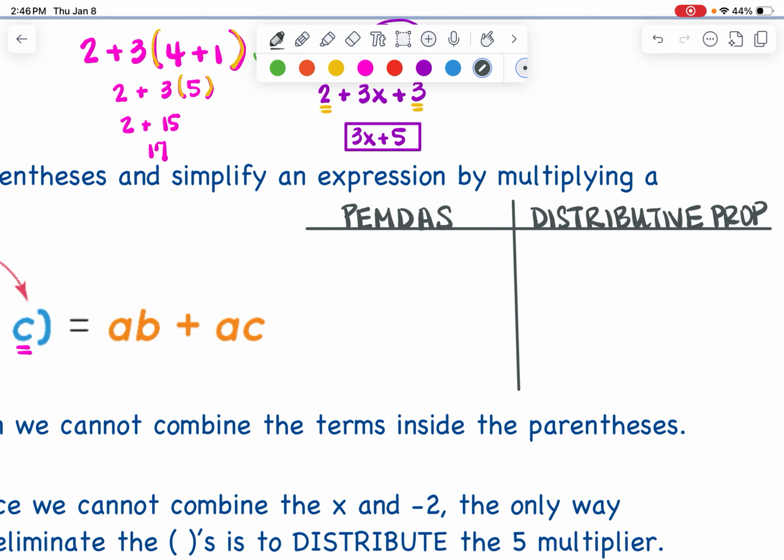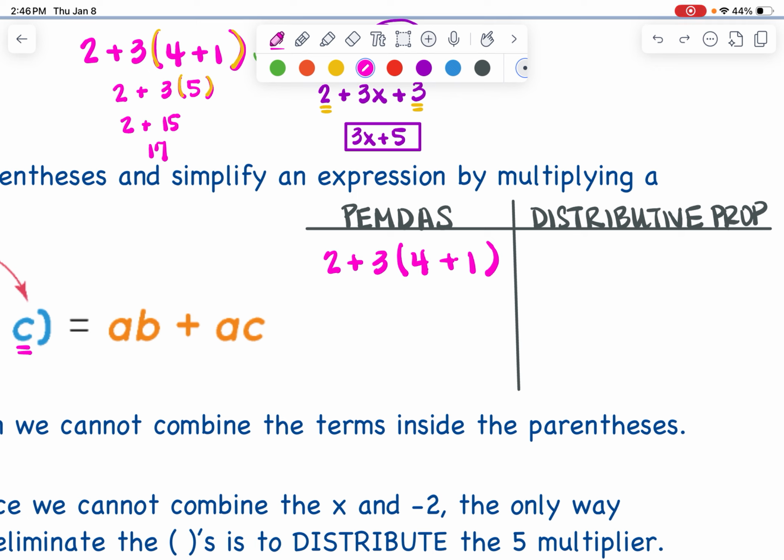All right, so I'm just going to make up a math problem really quick, very similar to the one that we just did a second ago. Actually, I'm just going to use that same problem if that's cool with you, that 2 plus 3 times 4 plus 1, since we already did it with PEMDAS. So, right, this is the exact same problem I just did right here.